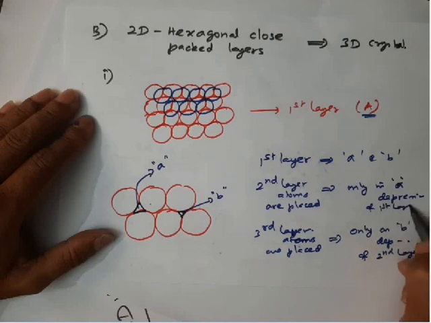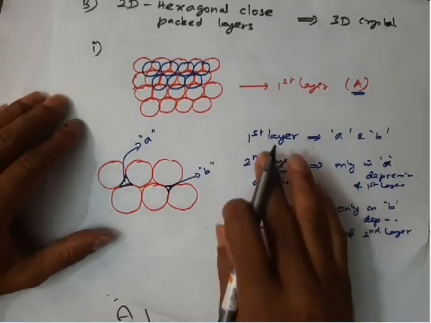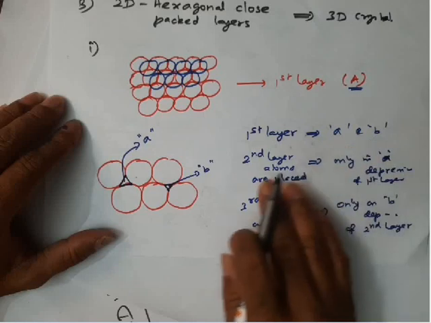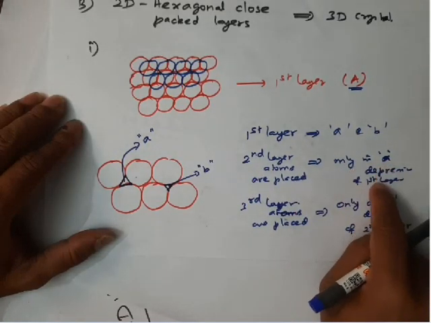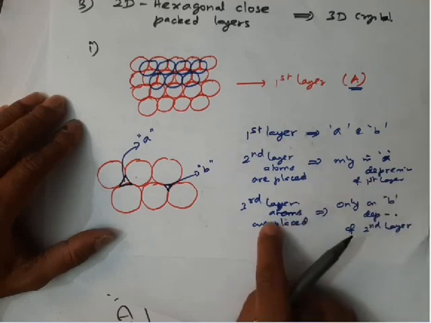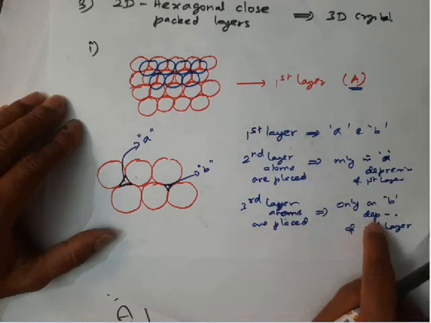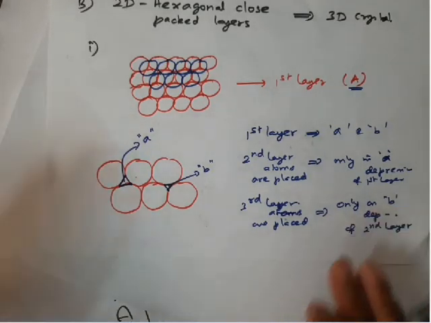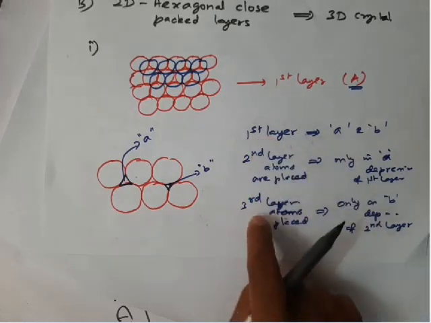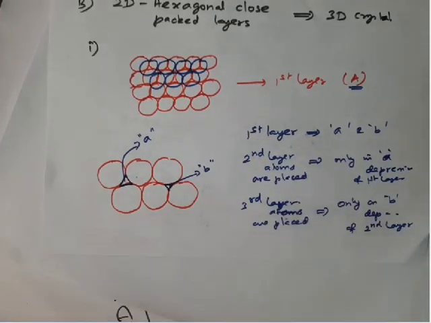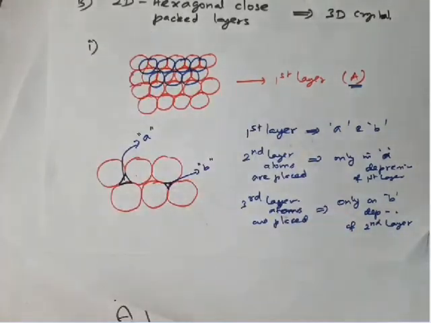Listen, first place the first layer, then place the second layer atom on the A type depressions of the first layer. Then place the third layer atom on the B type depressions of the second layer. If you place it like this, the first layer and the third layer will coincide with one another. Or you can say third layer atoms eclipse the first layer.